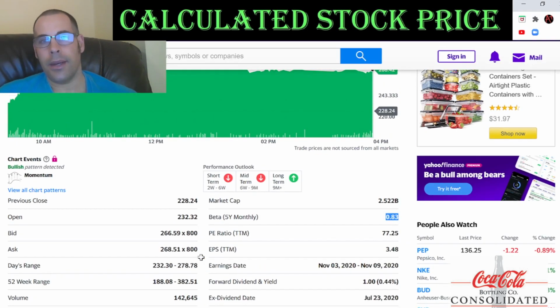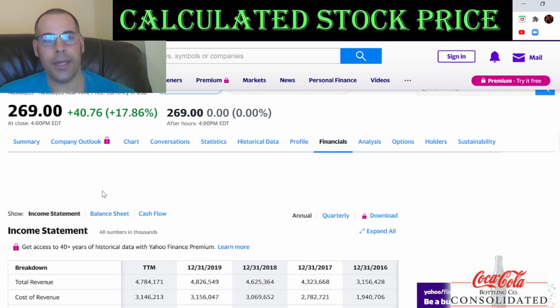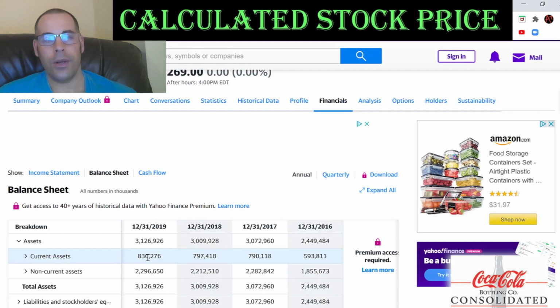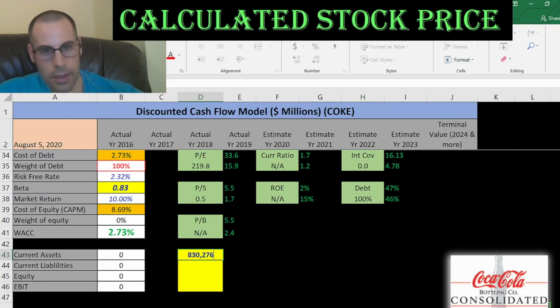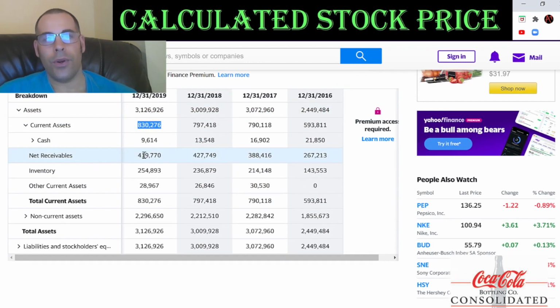Let's go back to the balance sheet, get their current assets. We need to calculate the current ratio later. And current assets are assets that can be liquidated into cash within 12 months. That's $830 million. And let's see what that is broken down into. $9 million of cash. Net receivables are your total accounts receivables minus the accounts receivables you don't expect to receive. So this gives a more accurate depiction of the receivables, the net receivables. Inventory at $255 million and other current assets at $29 million. Not exactly sure what those are. We need to look at the 10K to figure that out, but they're usually smaller items. That's why they're put into the other bucket.